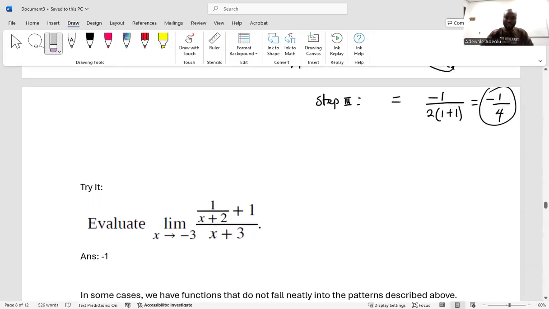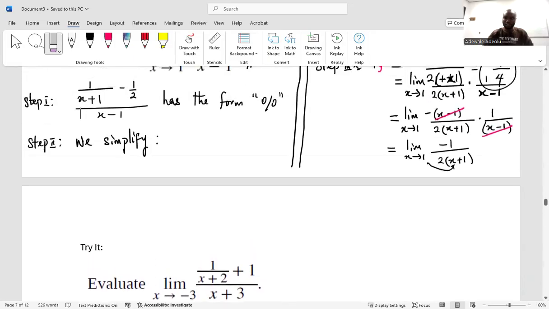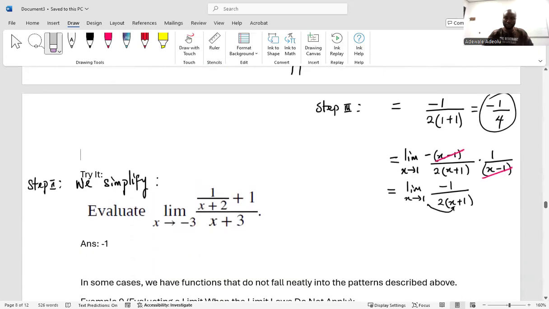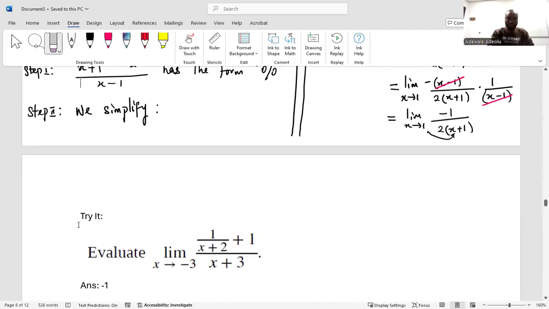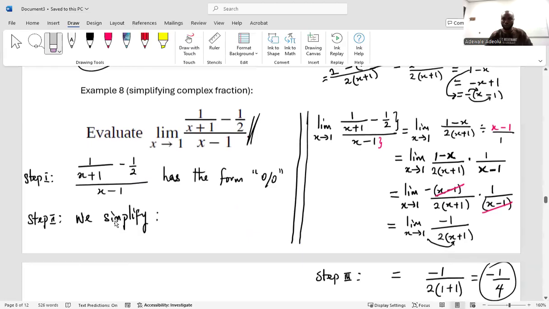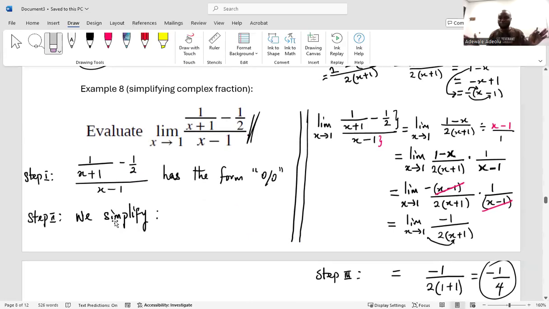We haven't done anything strange. We have not done anything strange. We only did what we have been doing from our previous math classes in the past, just simplifying fractions. That's it. Just simplifying fractions. That's what we've done.